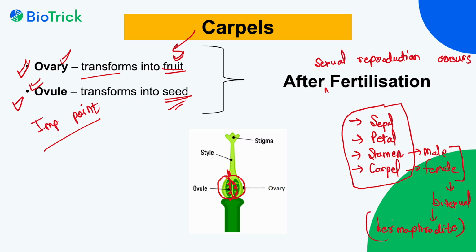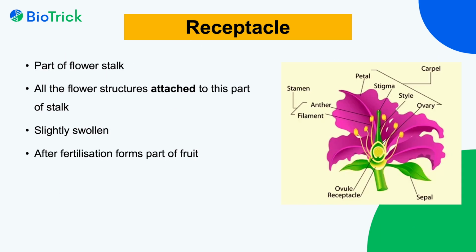So it's all about the structure of a flower. Now, what holds all the 4 basic structures of a flower? That is, what holds the sepal, petal, stamen and carpel all together in a flower? It is called receptacle. It is the receptacle which holds all the structures of a flower in a single form. You can see in this diagram, this is receptacle.